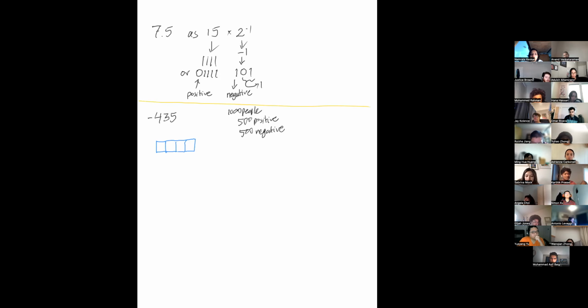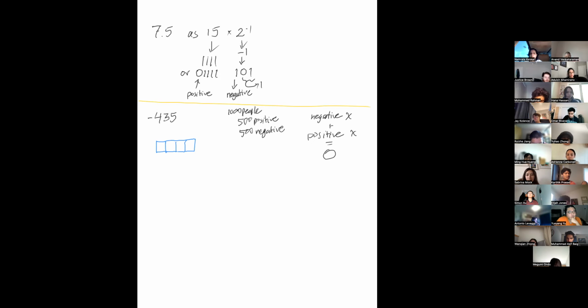So we want to represent 435. Now we rewind all the way back to what numbers are, and think about what negative numbers are. The biggest function of a negative number that is useful for us in all these manipulations is that if you take a negative number and add it to its positive counterpart, any negative number, negative x, add it to the positive x, what do you get? Yeah, thank you, Omar. Zero.